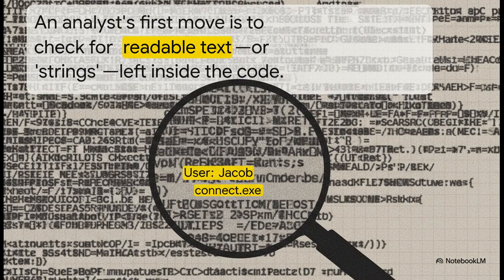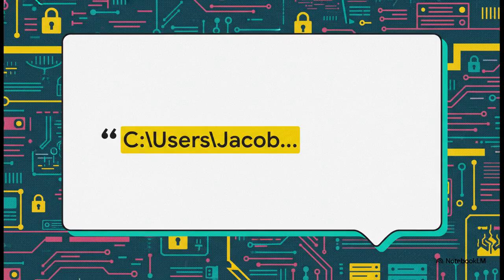You know, one of the very first things an analyst does with a new piece of malware is kind of like digital archaeology. You're just looking for any readable text, we call them strings, that might be left inside the code. You're hunting for clues, really. Anything at all that could give you a hint about what it does or who made it. And there it was. Buried deep inside the malware's code was this file path: C:\users\Jacob.